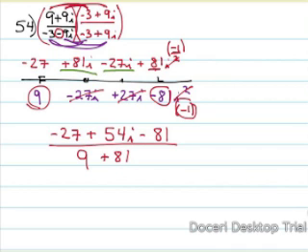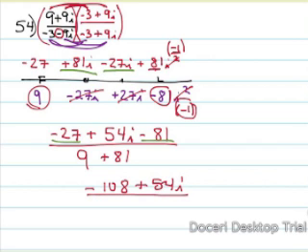So the top, we have two things that can go together. We have negative 27 and negative 81, which gives us a negative 108 plus 54i over 9 plus 81, which is 90.